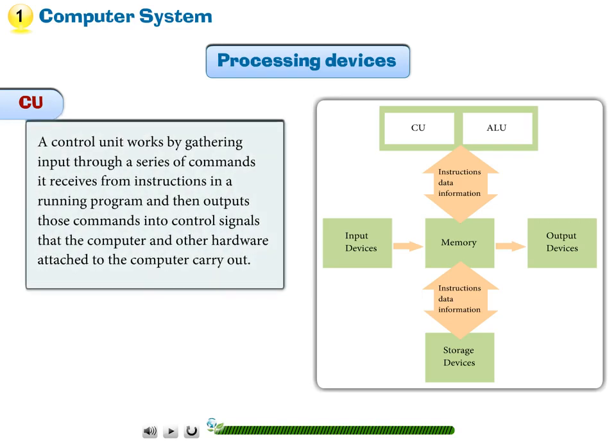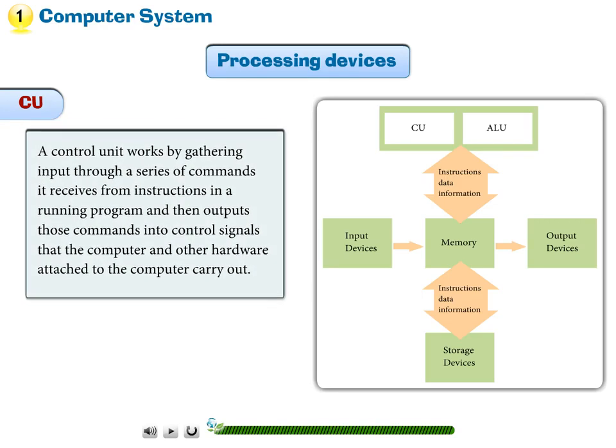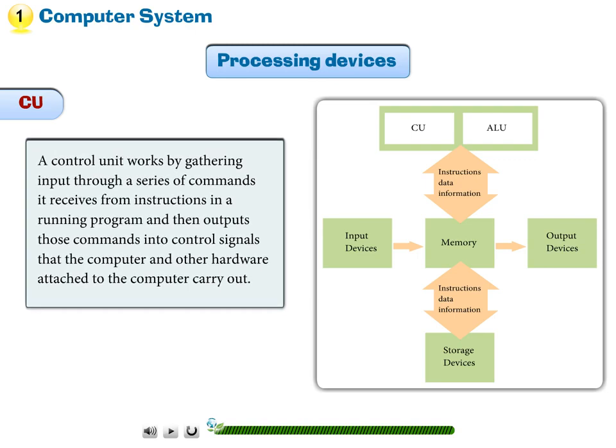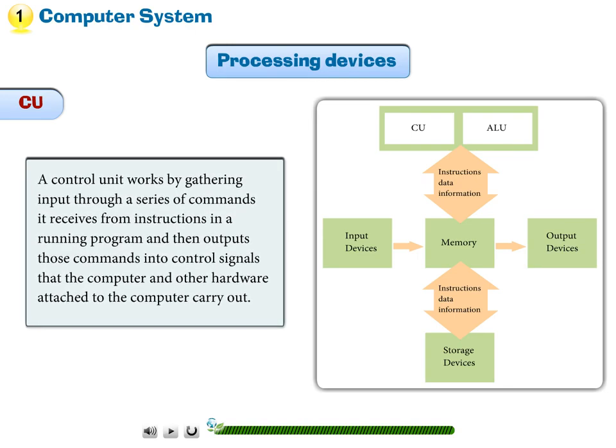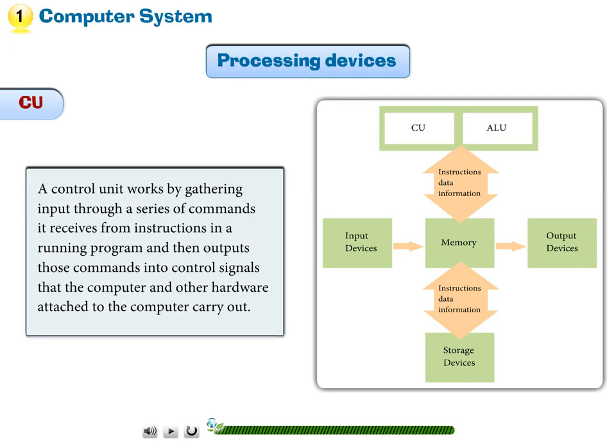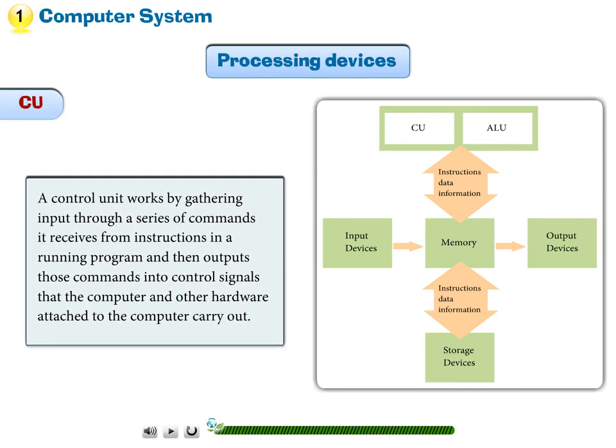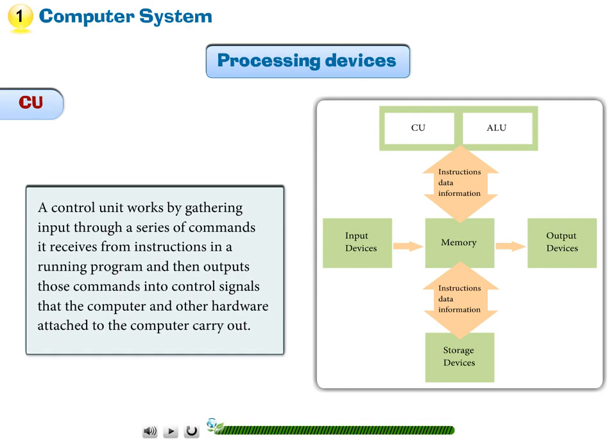A control unit works by gathering input through a series of commands it receives from instructions in a running program, and then outputs those commands as control signals that the computer and other hardware attached to the computer carry out.